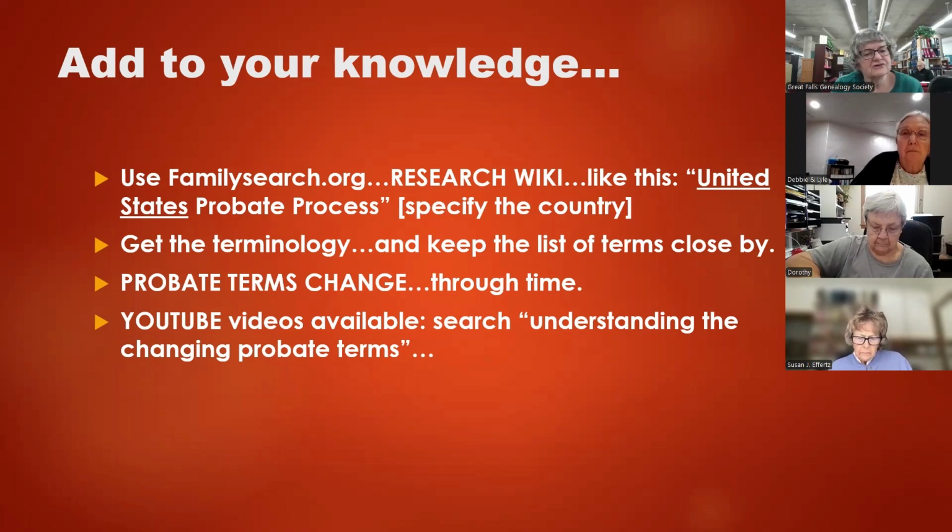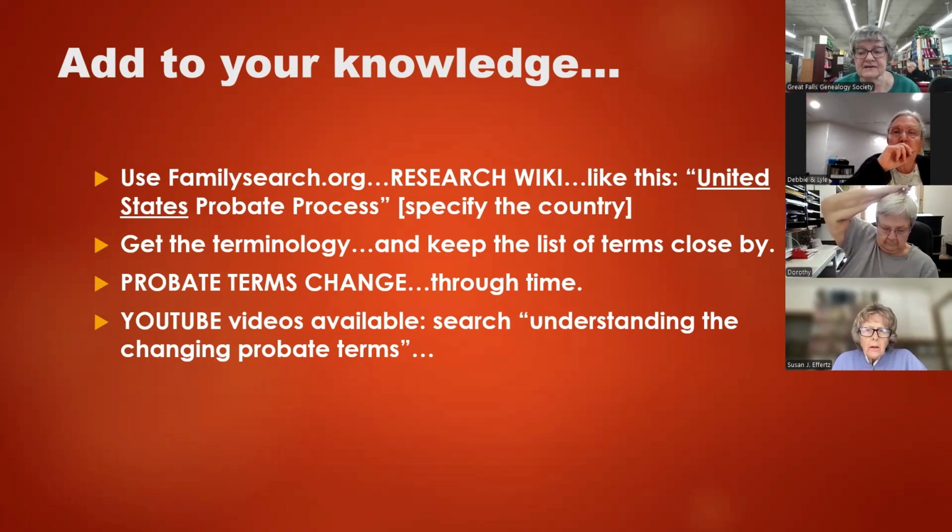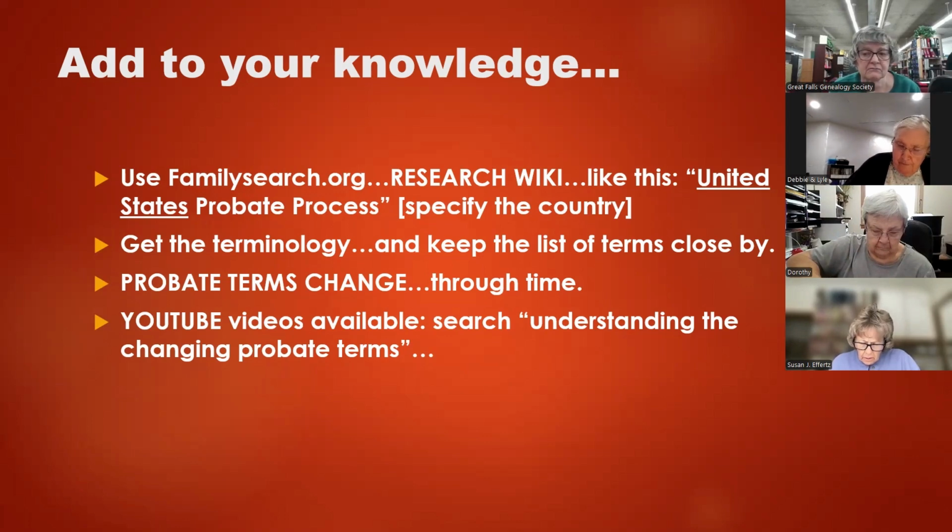I'm still using FamilySearch.org, their research wiki, because it will give you a way to get to probate process. Now, one thing I really like about the FamilySearch process is when you get into the research wiki, if you just put in probate process, it's going to bring up every country across the world. Wow, that's great. So if you want the probate process for Hungary or for France or for Australia, you have the means to get to that process through FamilySearch.org. And I think that's really a grand scheme. They keep their stuff pretty well up to date.